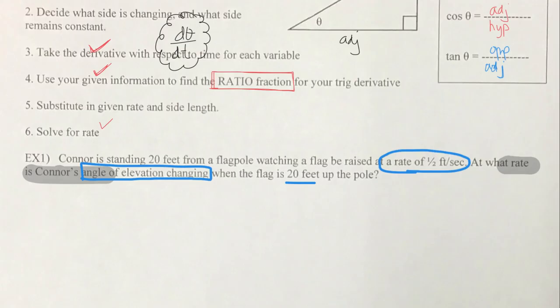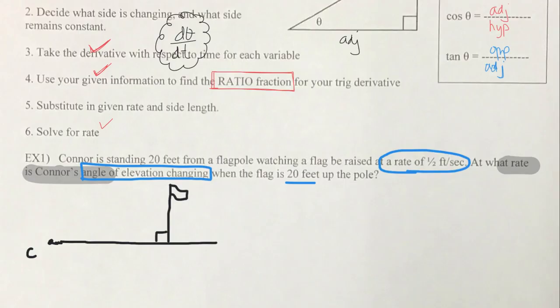Okay, so first let's do a little drawing. We're going to put Connor here. I'm going to put him on the left side. There's C for Connor. Okay, so we have the ground. Of course, the ground is going to be horizontal. We're assuming that we're not standing on a hill or anything. It's flat ground. And here we have the flagpole, with our lovely flag on it.